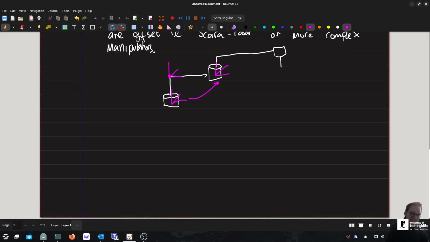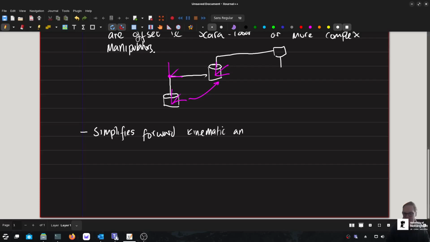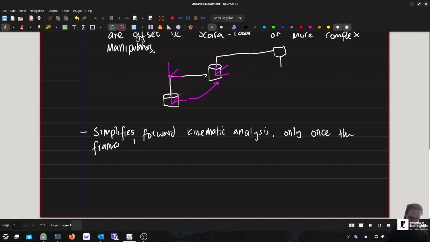I'm not going to produce this, it's just for lectures. Get my pen back. There we go. It also simplifies forward kinematic analysis, partly for the reason above. But the problem is, it's easy to assign and perform forward kinematics, but only once you've assigned the frames. Assigning the frames can be one of the challenges, especially for a more complex robot. So only once the frames have been correctly assigned.